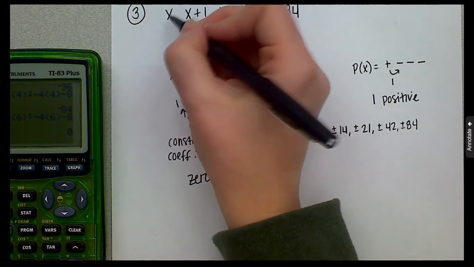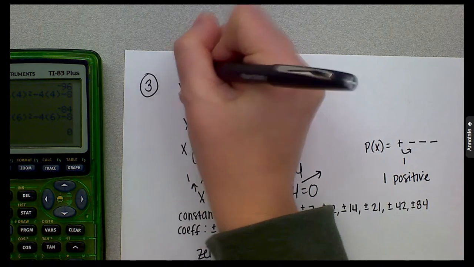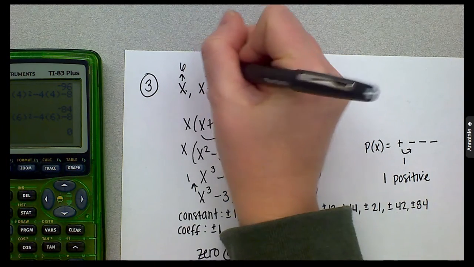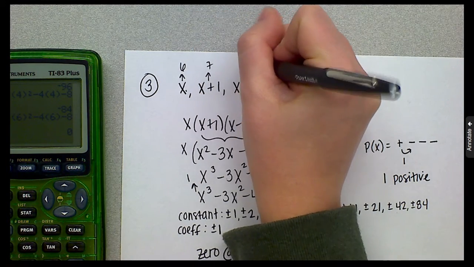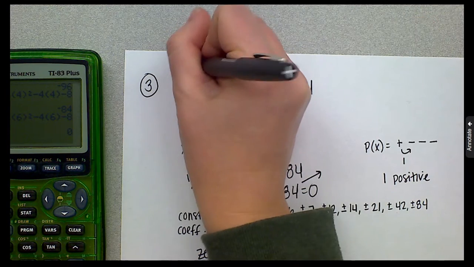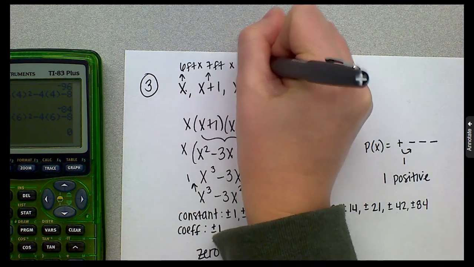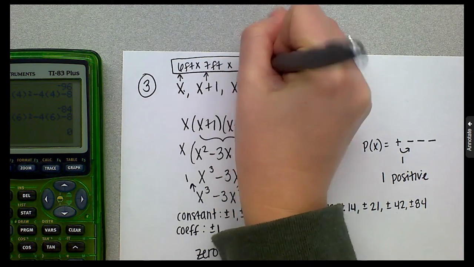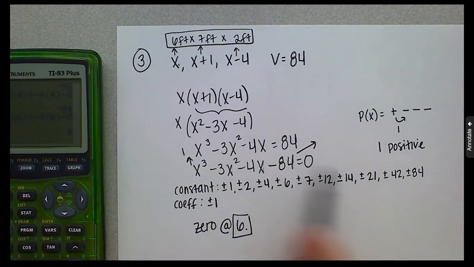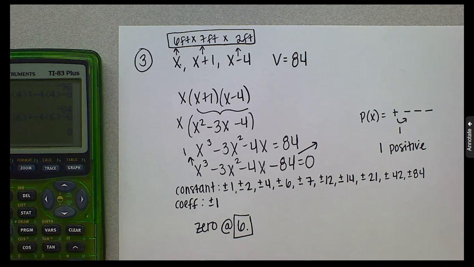So I would go back and plug it in up here. If I plug 6 in here, that's 6. 6 plus 1 is 7. And 6 minus 4 is 2. So this would be 6 feet by 7 feet by 2 feet. I know that was kind of an annoying amount of writing those out. 84 was highly irritating, but we figured it out, so that wasn't too bad.